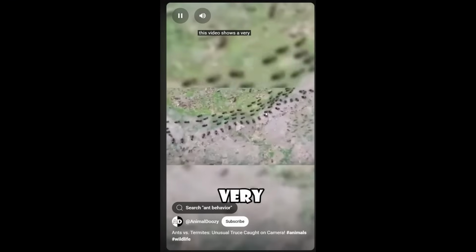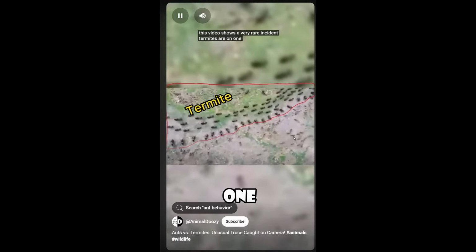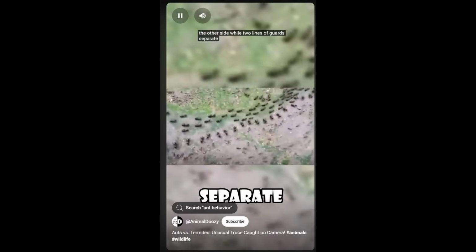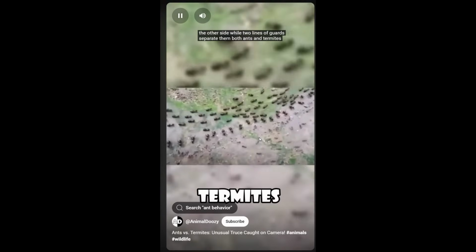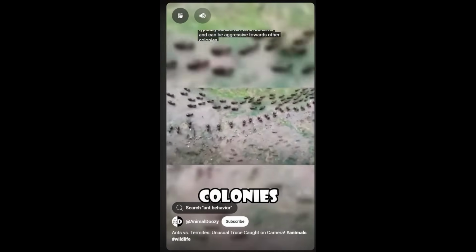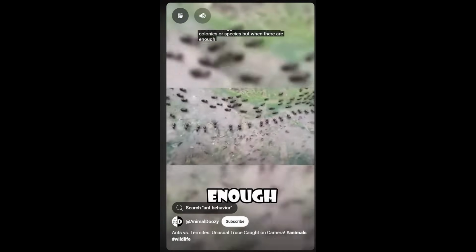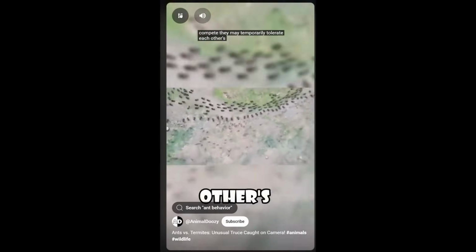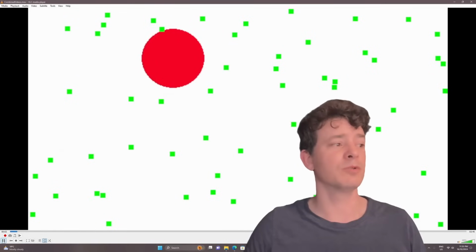Enjoy. Very rare incident. Termites are on one side and ants are on the other side, while two lines of guard separate them. Both ants and termites typically exhibit territorial behavior and can be aggressive towards other colonies or species. But when there are enough resources, they don't need to compete. They may temporarily tolerate each other's presence. All the code for this is in the description below.